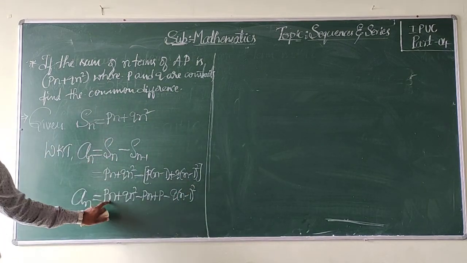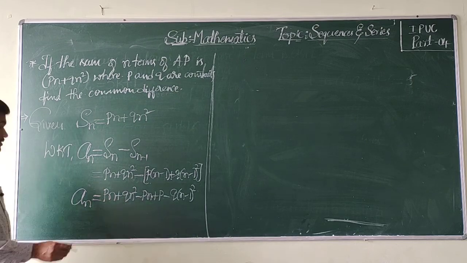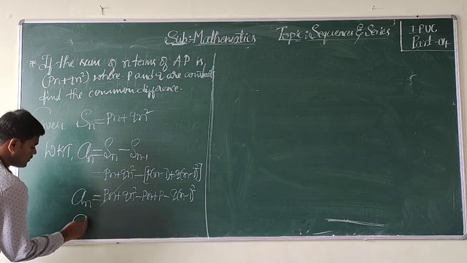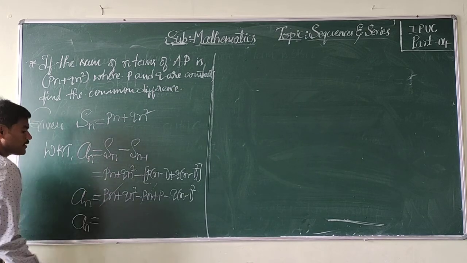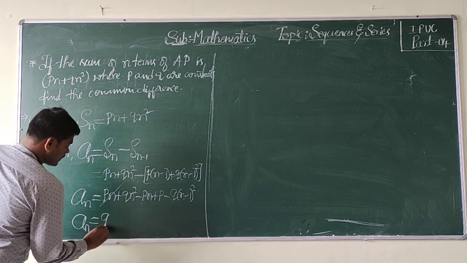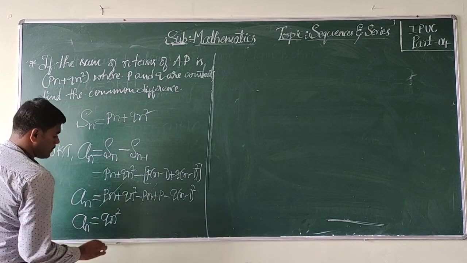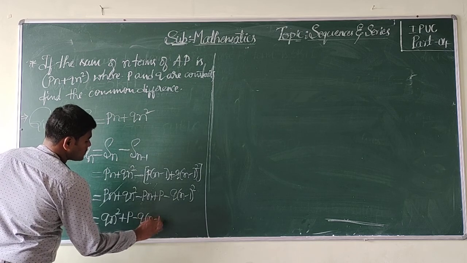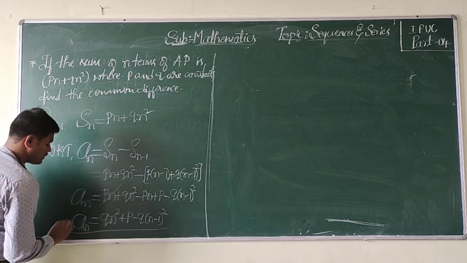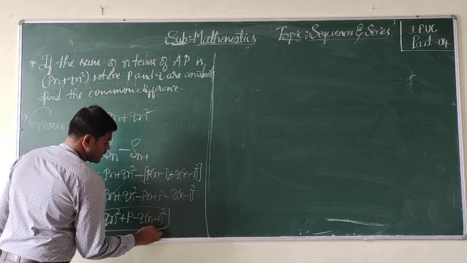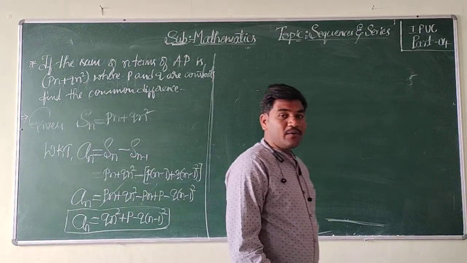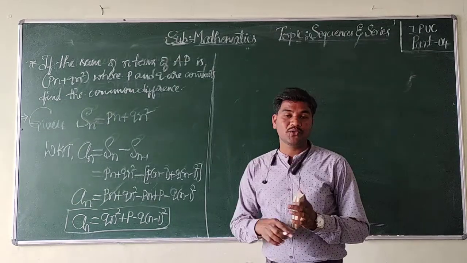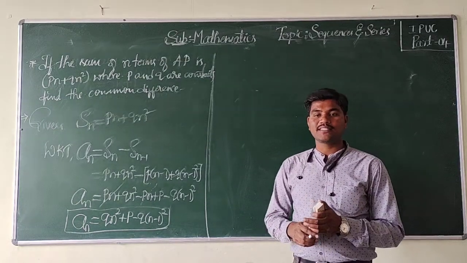Here, plus Pn minus Pn cancel out. So now the general term becomes An = Qn² + P − Q(n − 1)². This is the general term. Now we have to find the common difference of the AP. To find the difference, we need at least two terms, right? Find the first term and the second term.